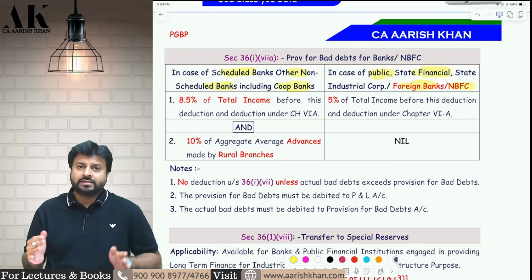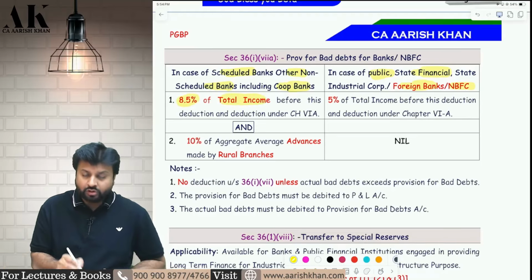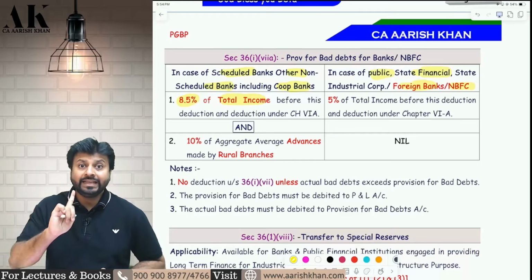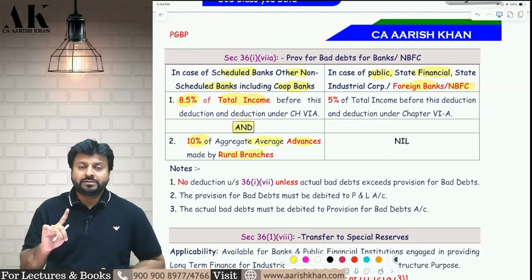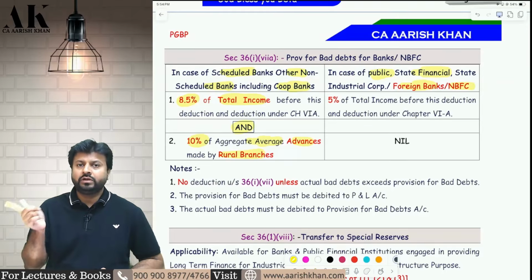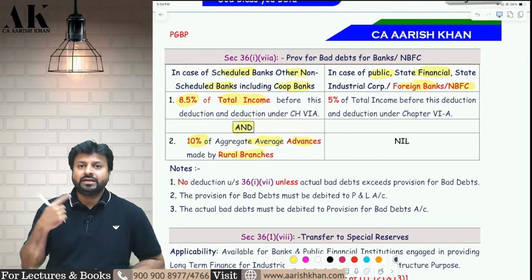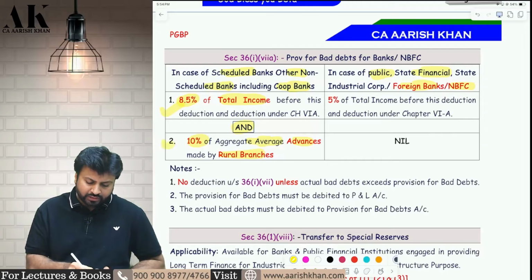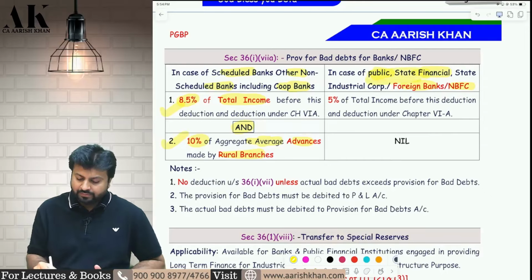So for scheduled bank, etc., and for cooperative bank, the deduction is higher. How much? 8.5% of the gross total income plus 10% of the aggregate advances made by rural branches. So SBI has so many branches, but out of that only take the rural branches and take 10% of the rural branches' advances given by the SBI. You will get both the deductions if you are a scheduled bank, a non-scheduled bank, or a cooperative bank. But if you are a public financial institution, foreign bank or NBFC, you are only going to get 5% of the GTI. The second one is not allowed.